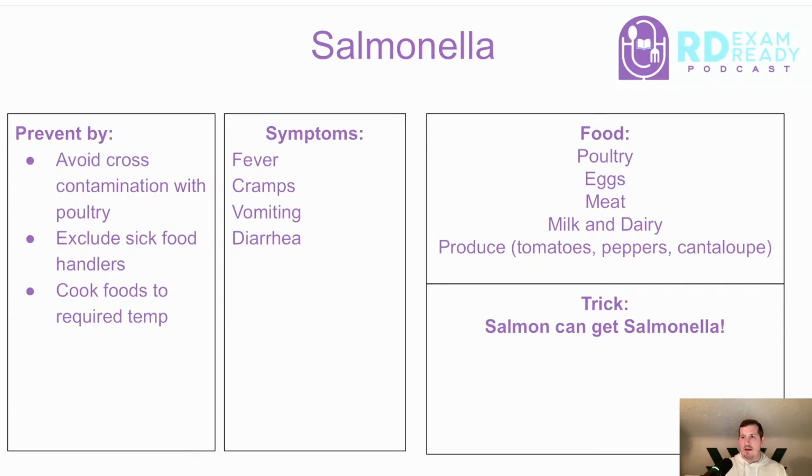So that's another way. My best trick for salmonella is I just think of salmon can get salmonella, meat can get salmonella, poultry can get salmonella. So you're seeing the types of foods that can end up with salmonella. So you can keep that one in your back pocket if you like that.